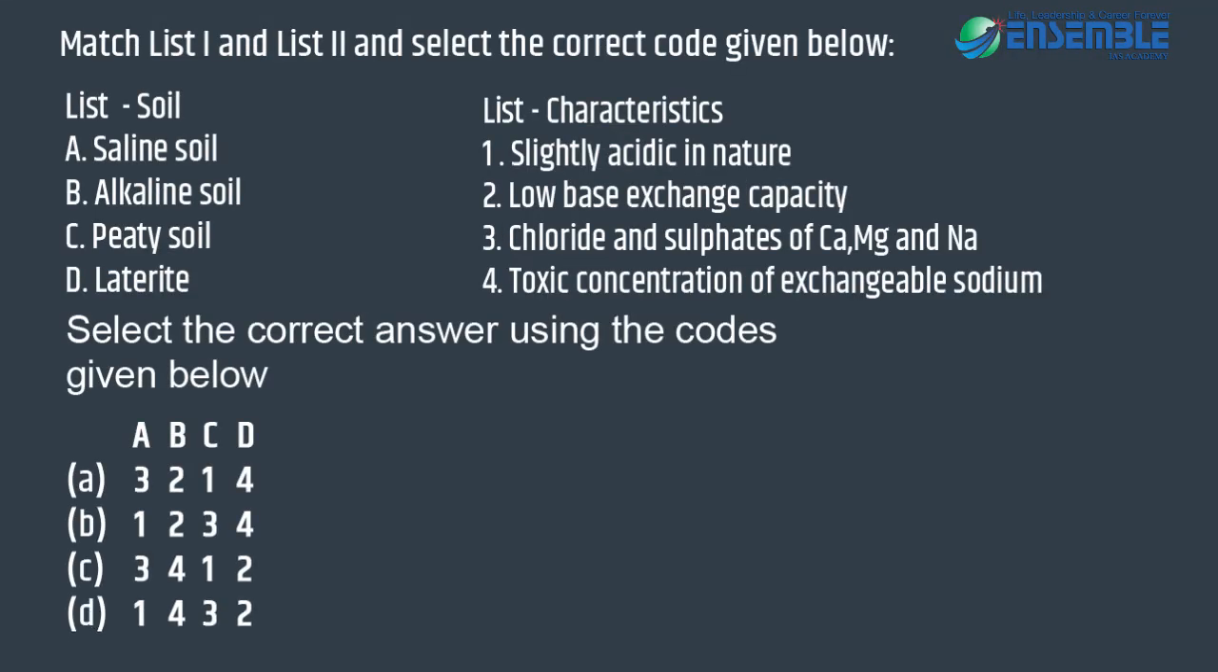The second type of question is with respect to matching lists. In list 1 you have soil, and list 2 has characteristics. It comprises saline soil, alkaline soil, peaty soils and laterite, matched with characteristics such as slightly acidic in nature, low base exchange capacity, chloride and sulfates of Ca, Mg and Na, and toxic concentration of exchangeable sodium. Of course, this has to be matched. After this chapter, we will be able to answer these questions.